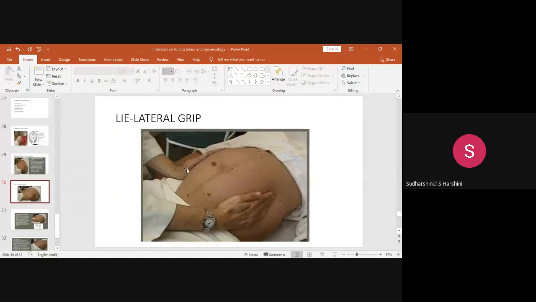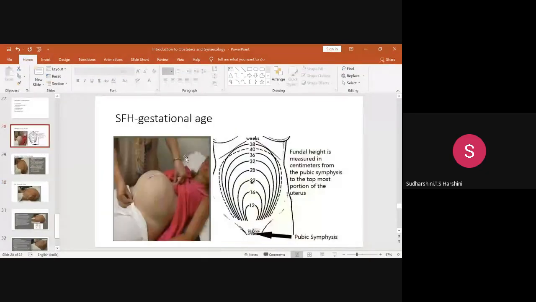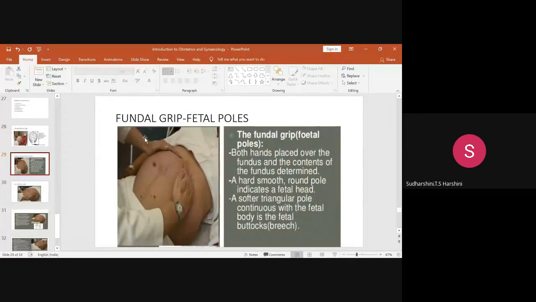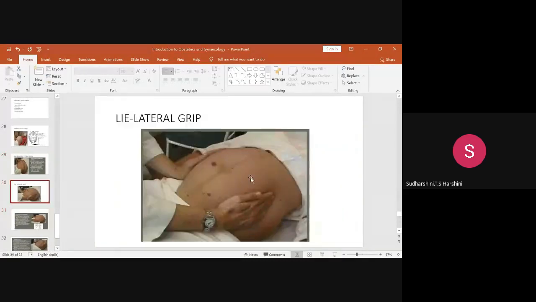Now this is the lateral grip. In all these things you're standing on the right of the patient, facing the patient: in symphysio-fundal height, in fundal grip, and here too. This is also called the umbilical grip. You're palpating on the right side slowly, and the left side also slowly. If you feel a uniform curved resistance on one side, then it is the spine on that side.